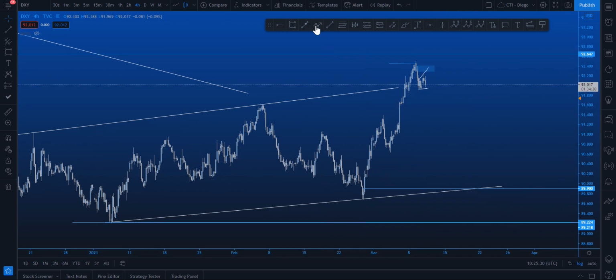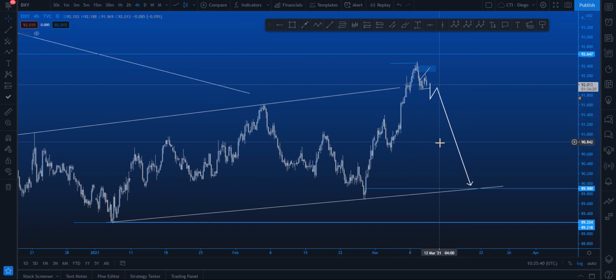So what am I expecting? I'm expecting a few scenarios on DXY. Either a sharp move to the downside, a retest, and a continuation to this unfilled level of support. That would be one of the scenarios.